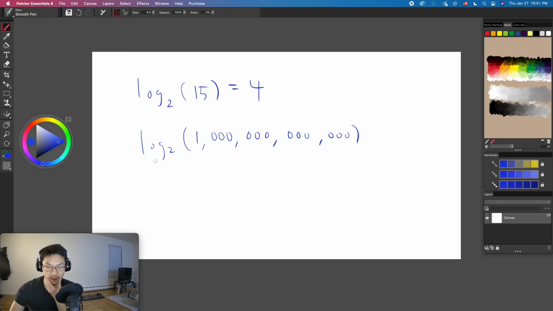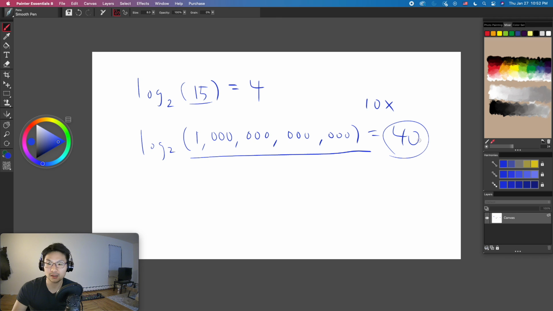The base 2 logarithm of 1 trillion is just 40. So we went from 15 elements to 1 trillion, but the number of operations is only 10 times greater. 40 operations on 1 trillion. That's nuts. Geeking out. Peace.